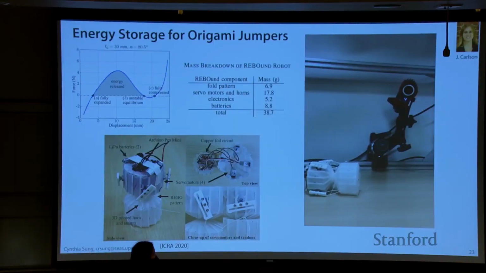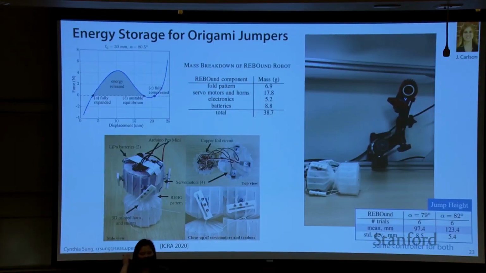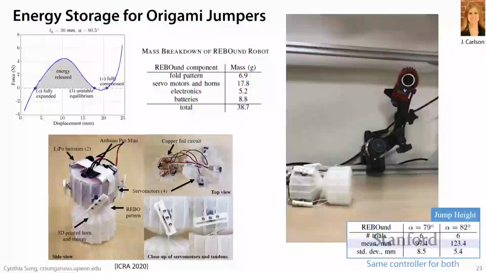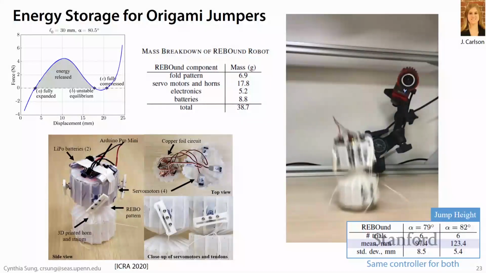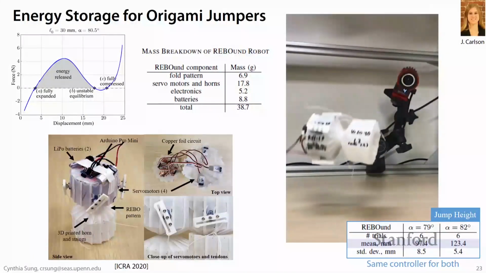And again, just like the robot you saw previously, the geometric parameters that control the jumping energy for the structure can be changed in order to get, in this case, different jump heights.